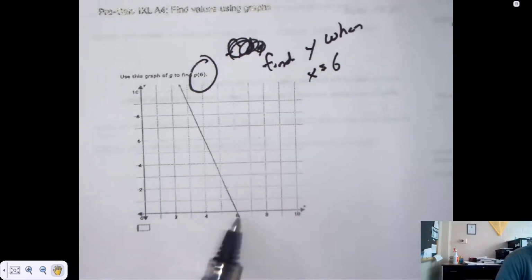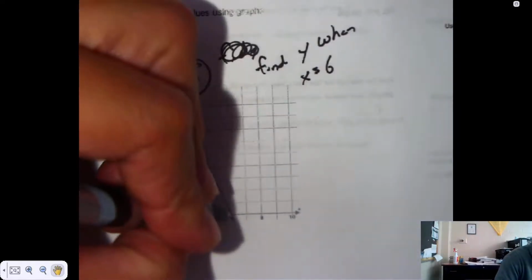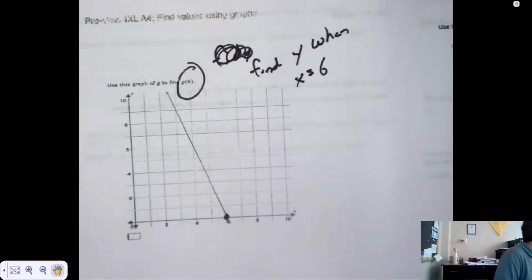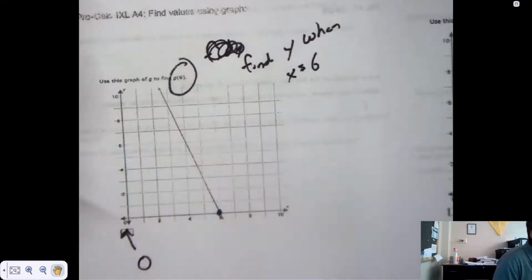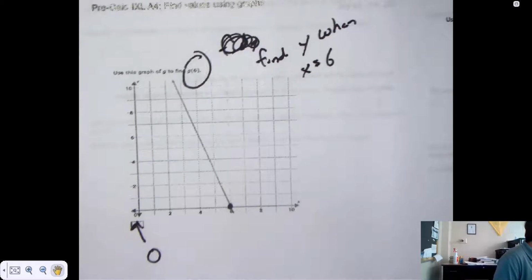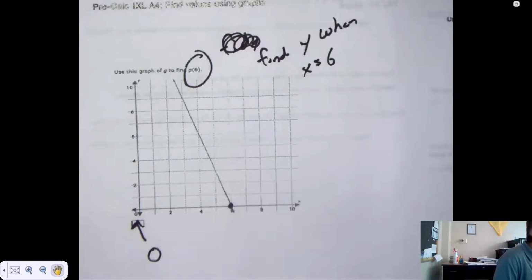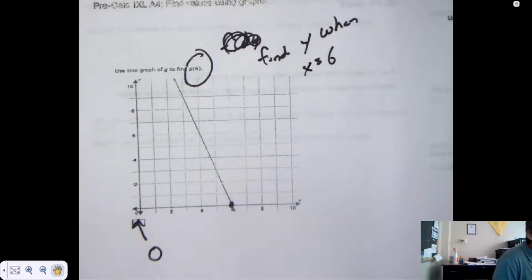So you go to the x-axis, and this one's really easy because right there just happens to be where you cross the graph. And what's the value of y there? 0. Now, on IXL, you just tell it 0. That's all you say. G of 6 is 0. Just put the 0 there. I only did just a handful of these.